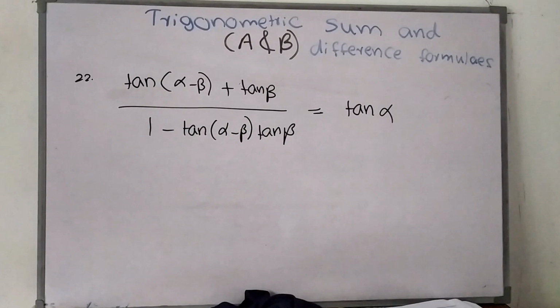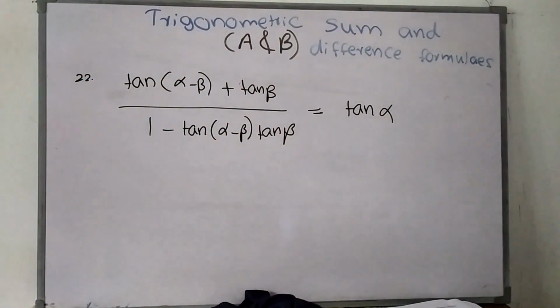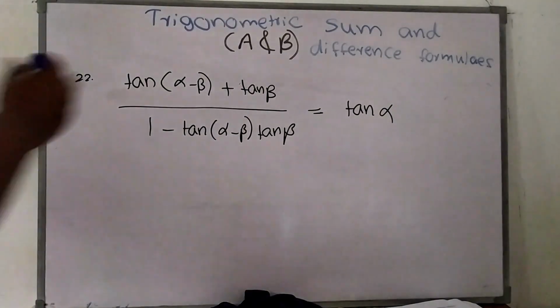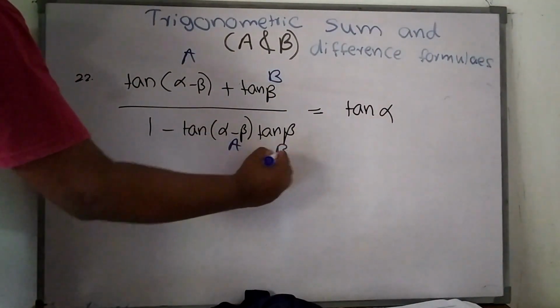Okay children, what do you think about this sum? What can we do? Is it expanding this and this, right? No, don't expand tan alpha minus beta, so it is wasting your time. The way is, just assume this as A, this as B.